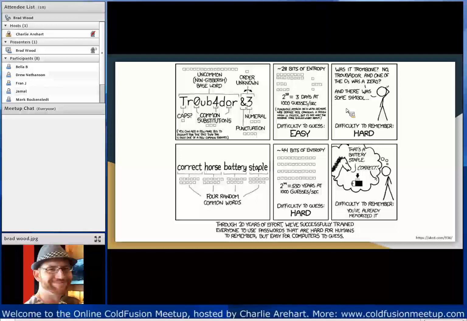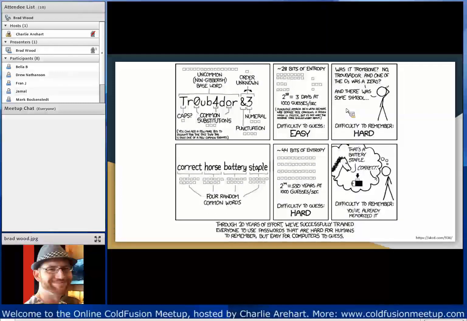So I would be remiss if I talked about this and I didn't include this famous XKCD cartoon. I apologize if the font's a little too small to read, but I'll go through it. This cartoon is perfect because it sums up everything I talk about in this talk, and it talks about what we do with passwords. So the title says, through 20 years of effort, we've successfully trained everyone to use passwords that are hard for humans to remember, but easy for computers to guess, which is, of course, the opposite of what we want to do.